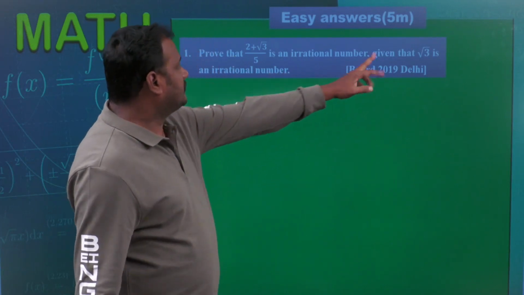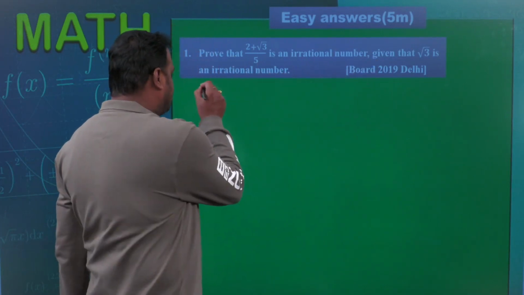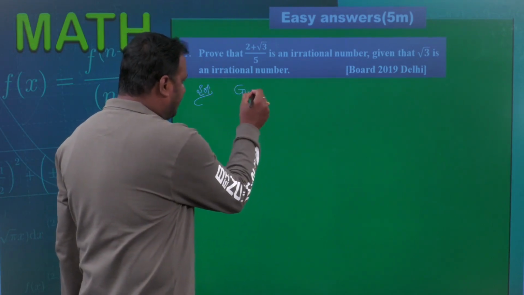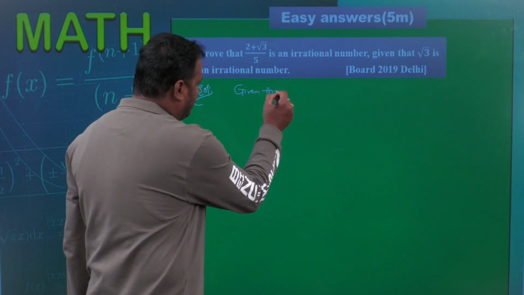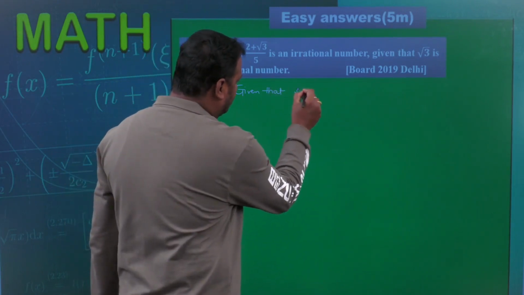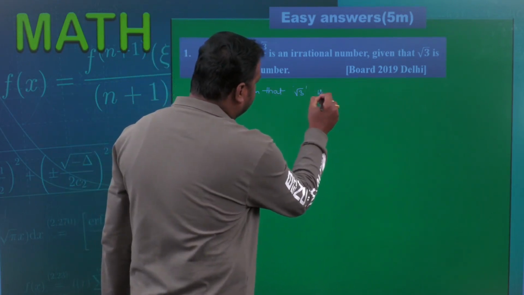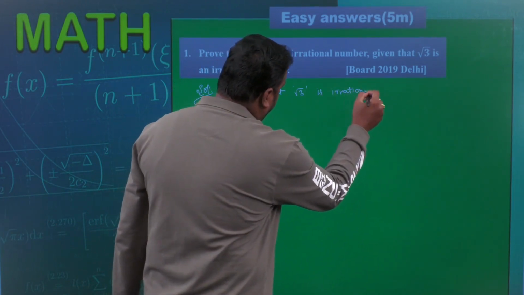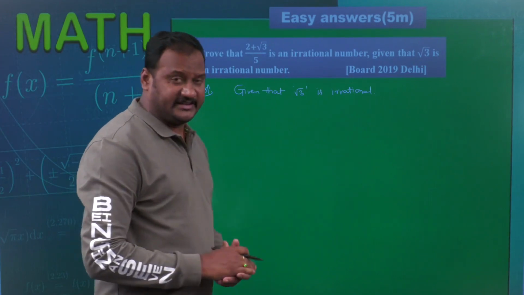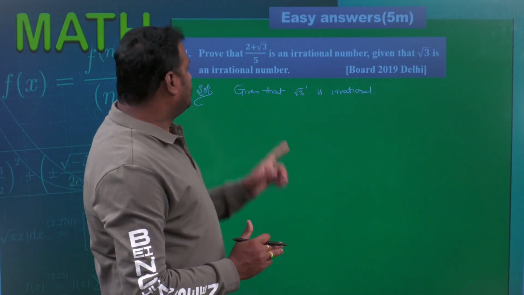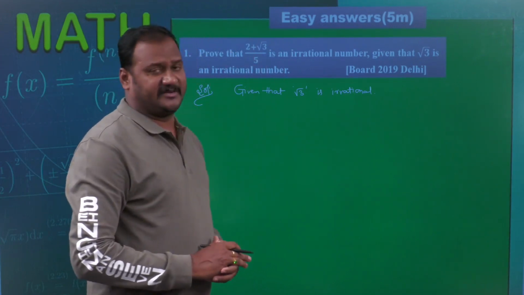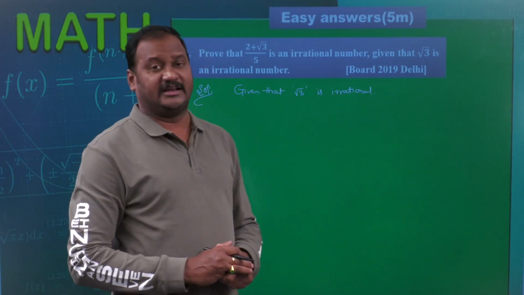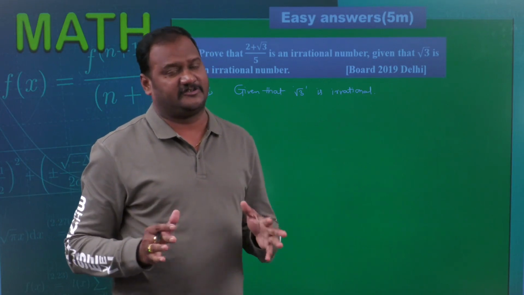Given that √3 is irrational, so I am going to write what is given: given that √3 is irrational. Now you are going to prove that (2 + √3)/5 is irrational. In order to prove that it is irrational, let us go by the indirect method of proof.